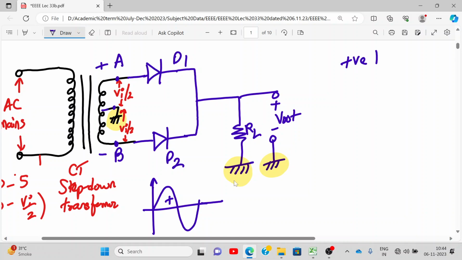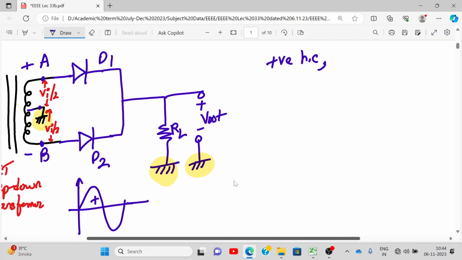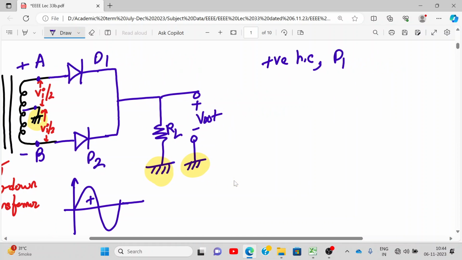So during the positive half cycle, tell me which diode is on. This is positive, na? So D1 is on, and here we have negative, so D2 will become reverse bias. So only D1 conducts. Okay. So we can write over here for the positive half cycle, D1 is forward bias, therefore it is on. D2 is reverse bias, therefore it is off. All right. So how does the circuit become now? Let me draw it quickly.